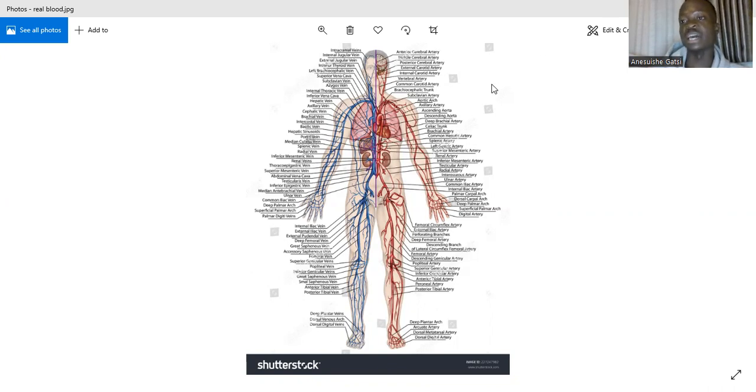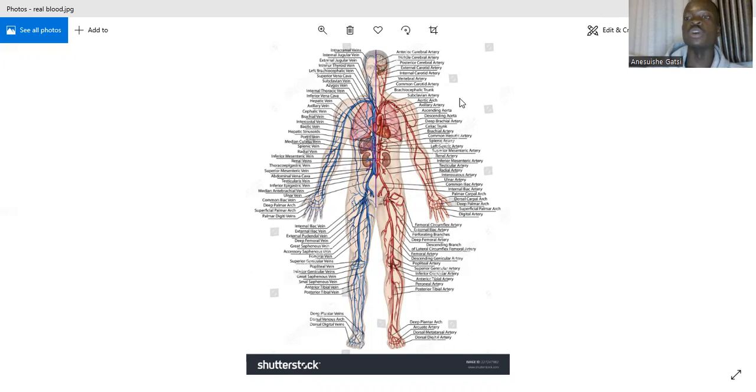Then from the ascending aorta, you'd get to the arch of the aorta, which starts at the sternal angle and ends at the sternal angle. The arch of the aorta, on the right side, would give off a brachiocephalic trunk, and then it would give off the left common carotid and the left subclavian artery. The brachiocephalic trunk would divide into the right subclavian and the right common carotid behind the right sternoclavicular joint at the root of the neck.